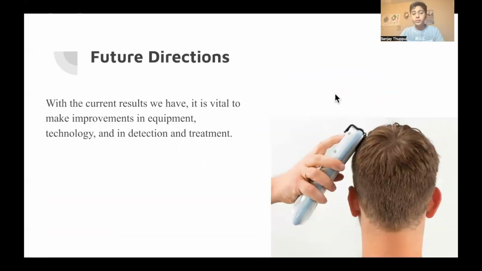With the current results that we have, it's vital that we make improvements in equipment, technology, and in detection and treatment so that we can prevent such problems in the future. New technology has been introduced already, and these are the type of things we need to promote and support to introduce into these professional sports.